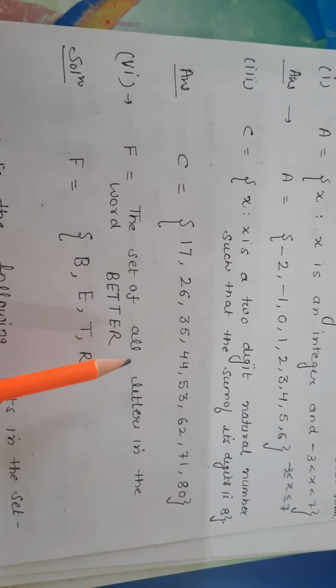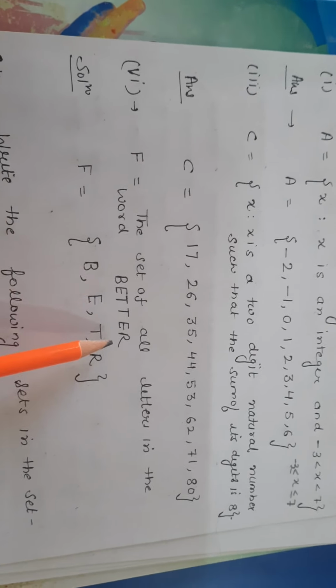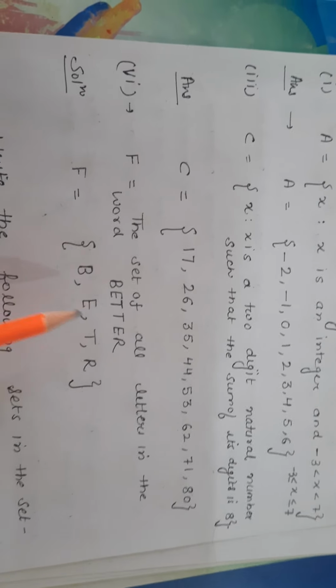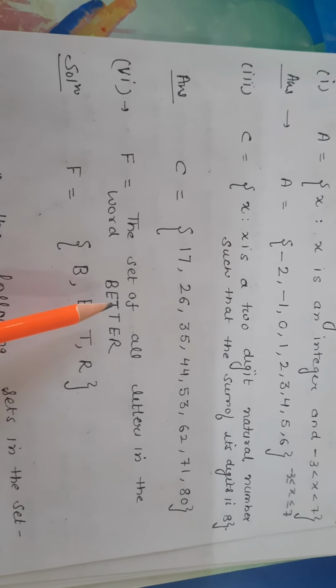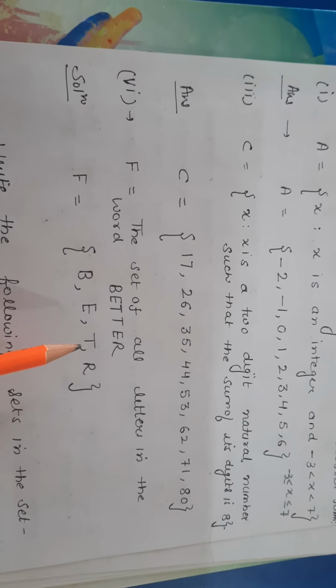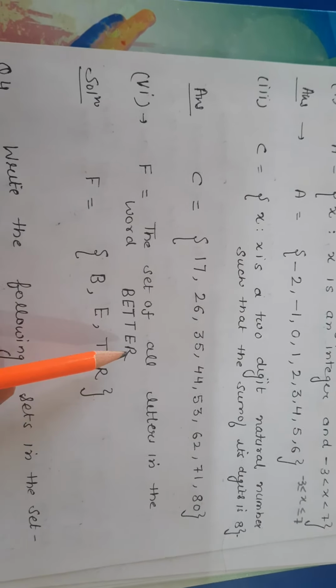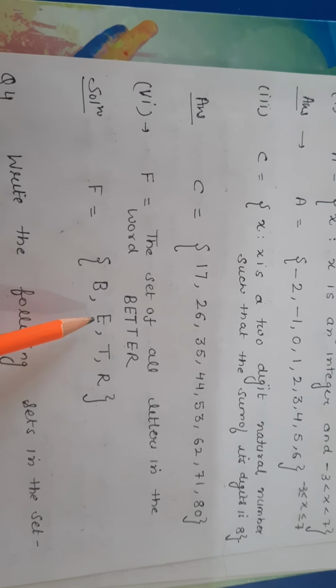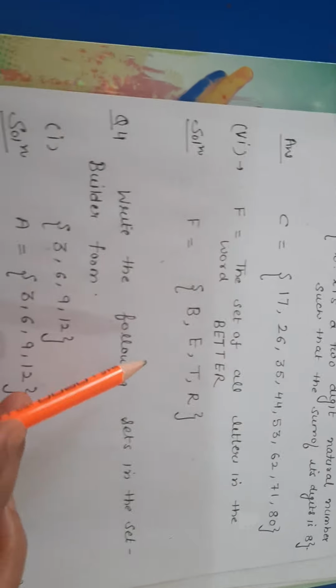F, the set of all letters in the word BETTER. So, F set is: apply curly bracket, B. Next letter is E. Next T. Now, T is repeating again, but we are going to write any element only one time, comma, this R. This E is also repeating, but you will write any element only one time.